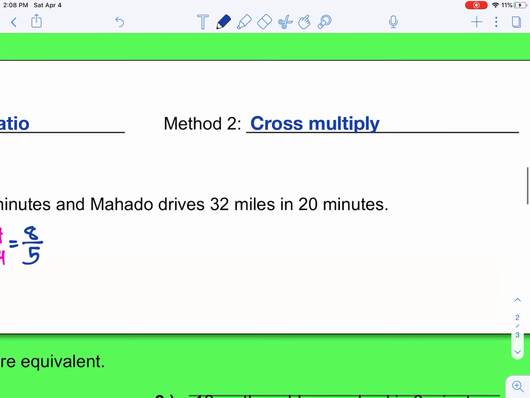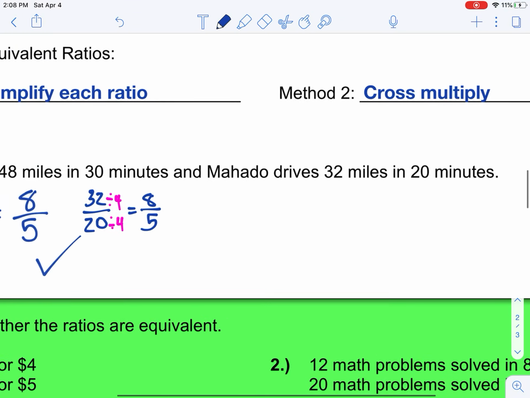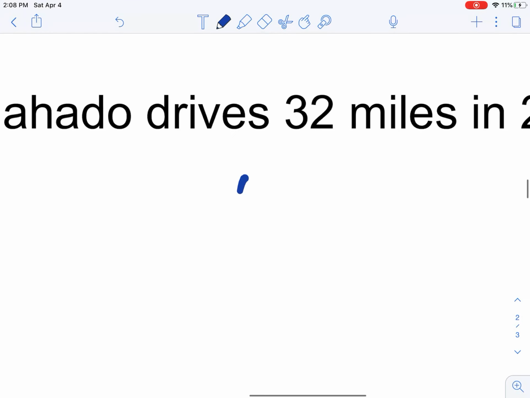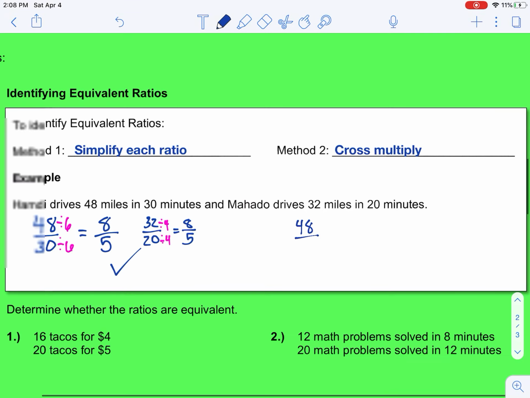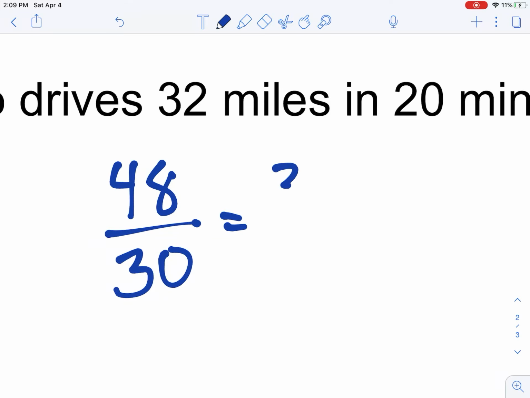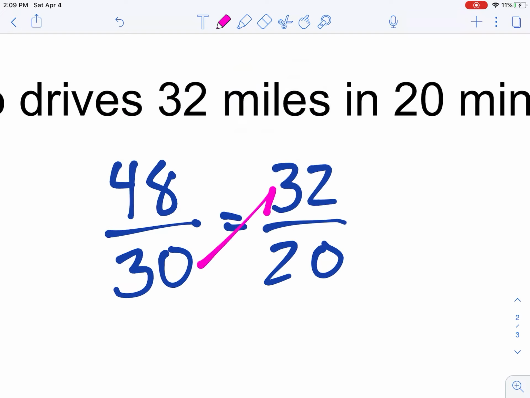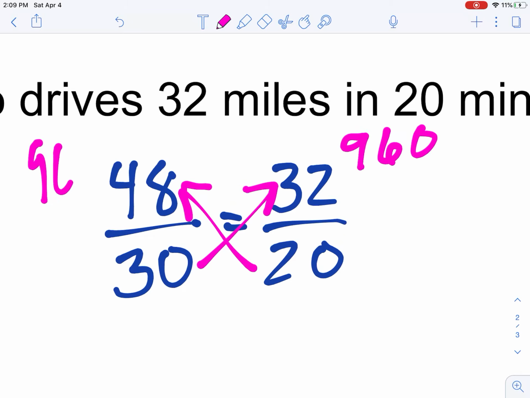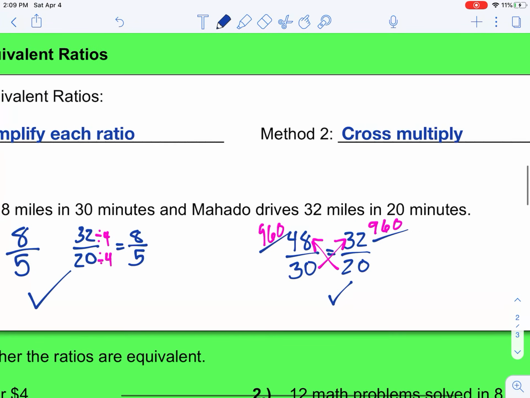Now I do want to do this again by cross multiplying just so you see what this looks like. Hamdi went 48 miles in, was it 30 minutes? And Mahado went 32 miles in 20. So how this is going to work, I'm going to cross multiply. I'm going to start on the bottom. So I'm going to go 30 times 32, which is 960. And I'm going to do 20 times 48, which is also 960. So that means that these are equivalent. If I would have gotten different numbers right here, then it would not have been equivalent. So either way you do it is totally up to you. Both of those methods work great.